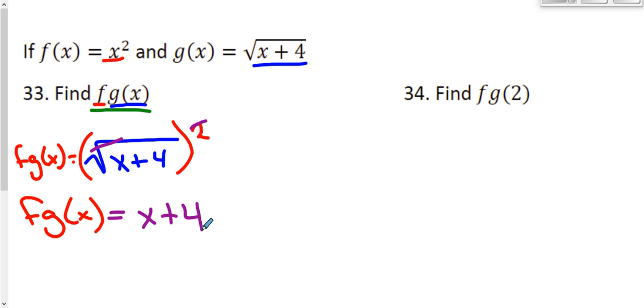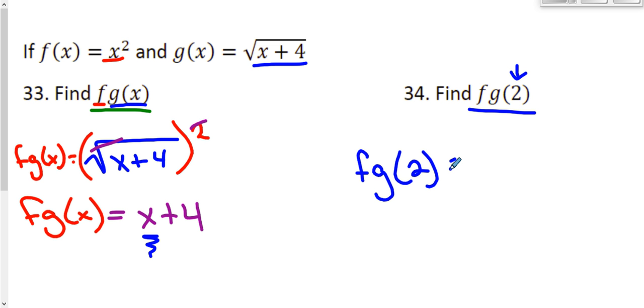Question 34 is asking us to find f of g of 2. And lucky for us, we already know f of g of x. So all we have to do is take the x value they want us to plug in, the number 2, and plug it in right here where x is. So f of g of 2 is just 2 plus 4, which is 6. And that guy's done as well.